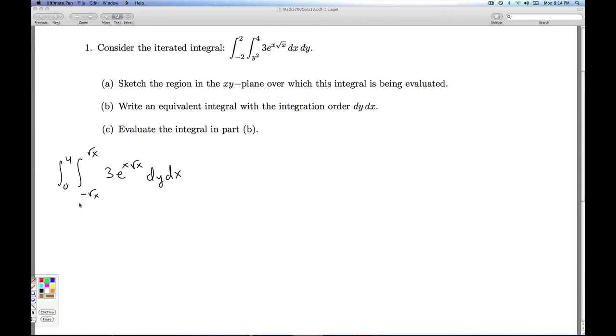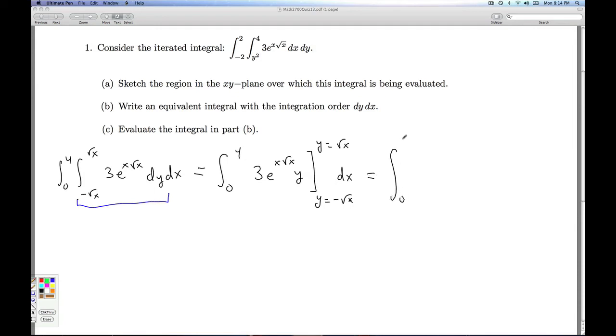Okay, so here's the double integral with the dy dx order. I'm going to start from the inside out. As far as the y is concerned, this is all just a big constant. So I'm going to get the integral from 0 to 4 of 3e to the x square root x times y, and I'm evaluating this from y equals negative square root x to y equals square root x, dx.